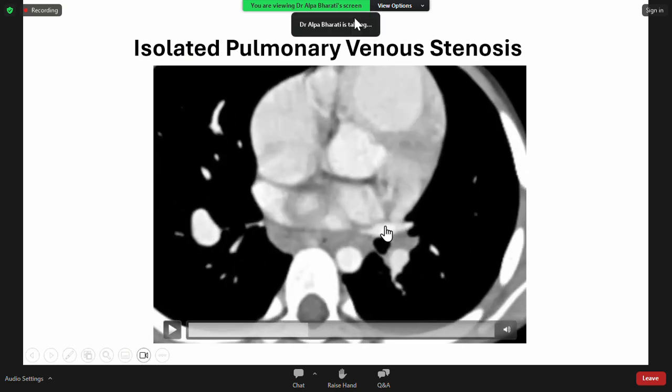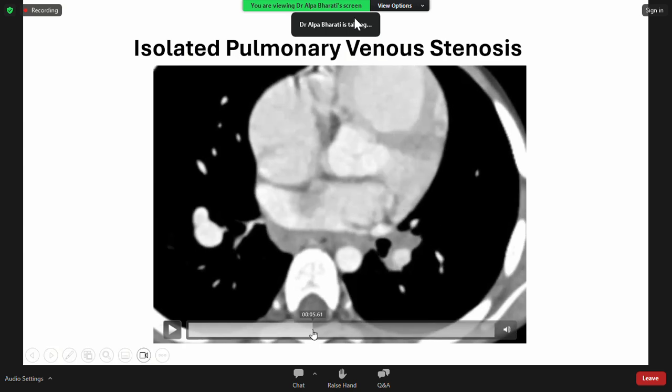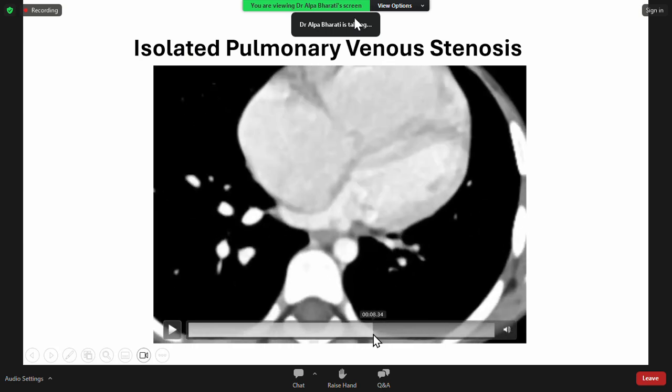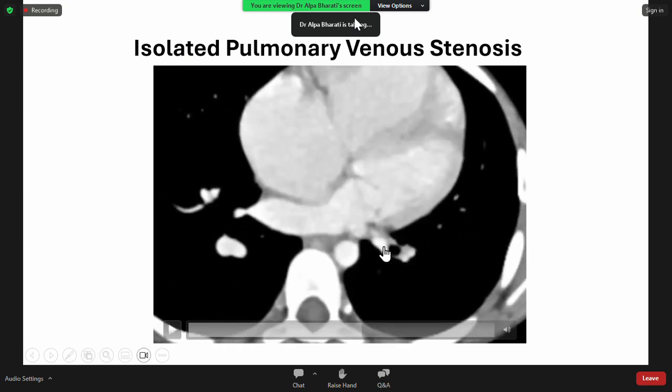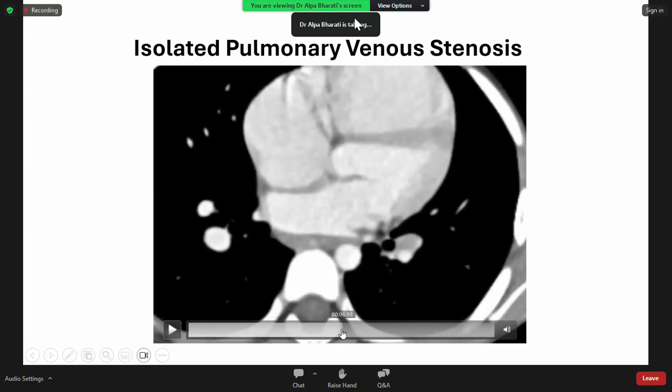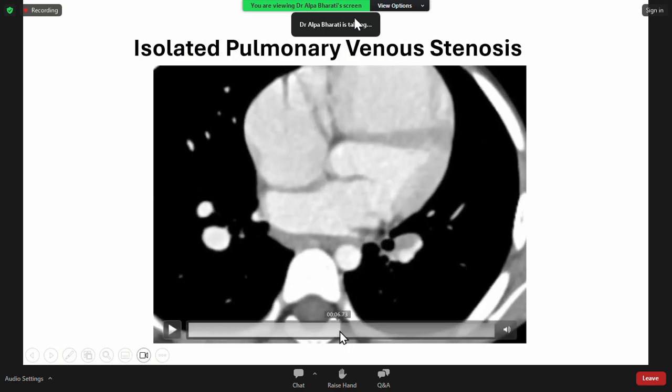Here, you can look at the pulmonary veins on the left side. Now, this is the left-sided pulmonary vein. You can see it is very, very small in size. It's hardly any orifice left. So this is a very tiny, very tight stenosis of the left-sided pulmonary vein. If you look at the left lower pulmonary vein and we go up, it is almost occluded over here.